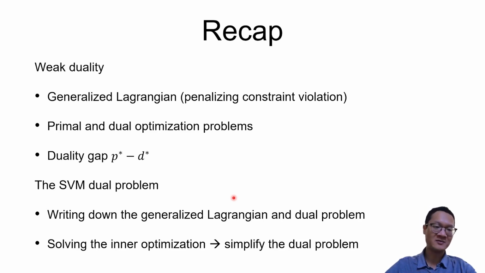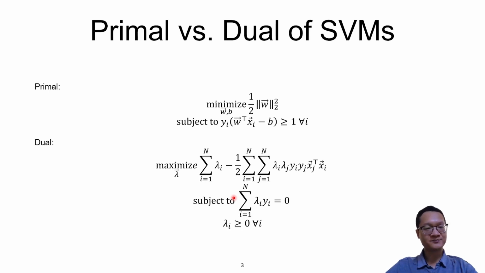dual optimization problem. So all of this discussion on weak duality was based on the general constrained optimization problem. We then specialized to the SVM optimization problem, and then we derived the SVM dual problem. And this was again done by writing down the generalized Lagrangian and the dual problem. And for the SVM case, we actually did some simplification by solving the inner optimization. And after we did that, this is the result we got.